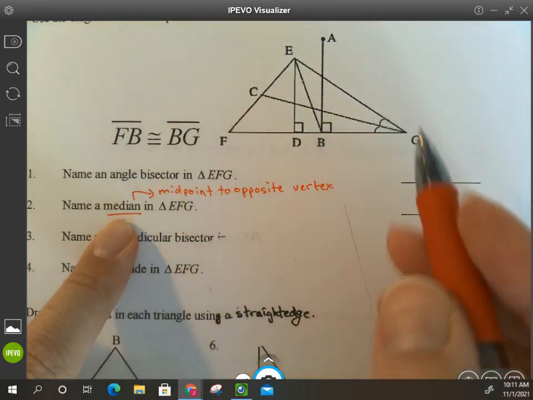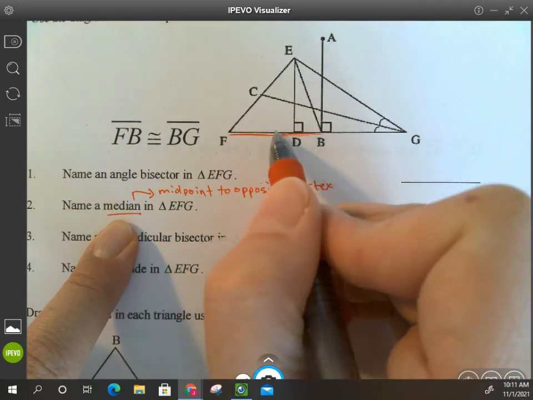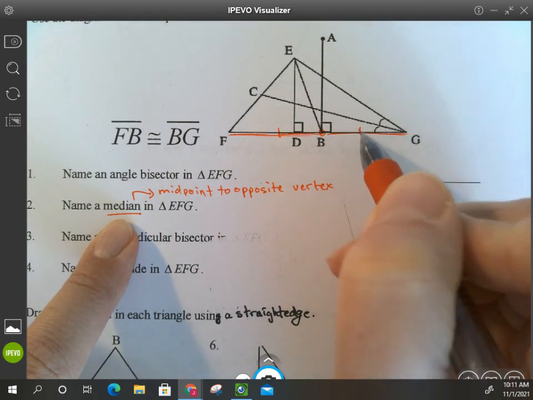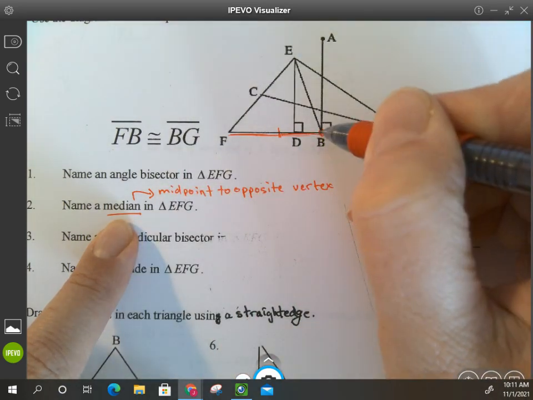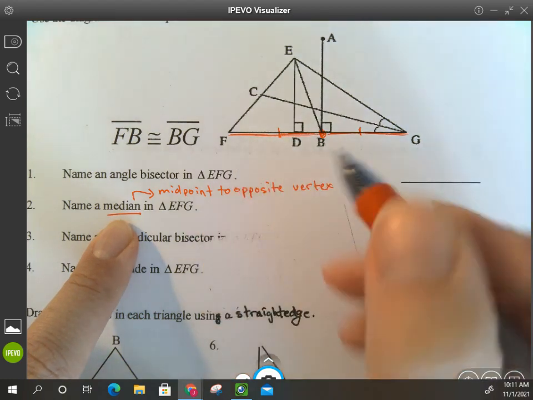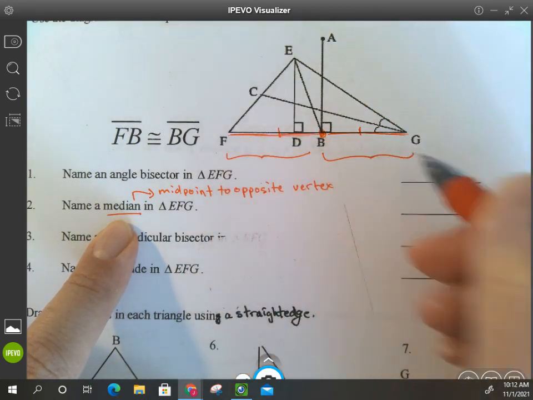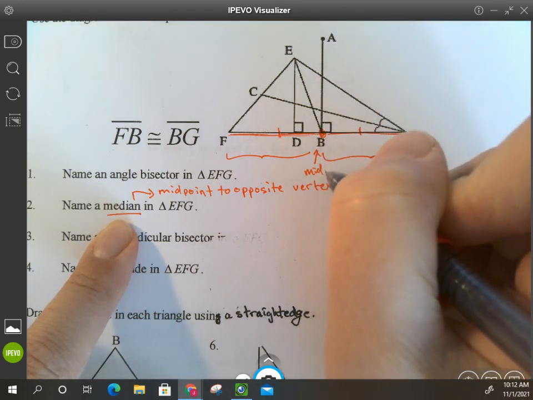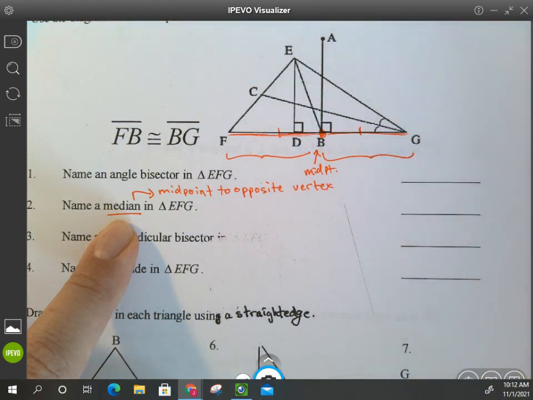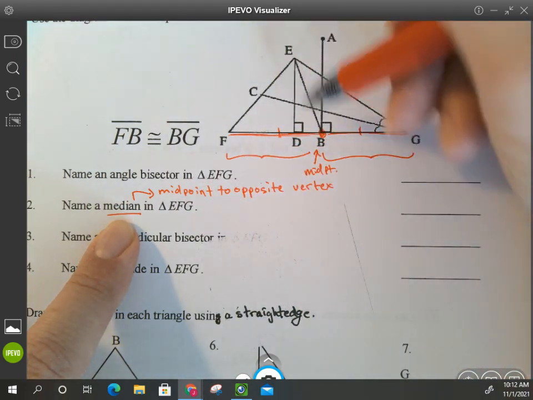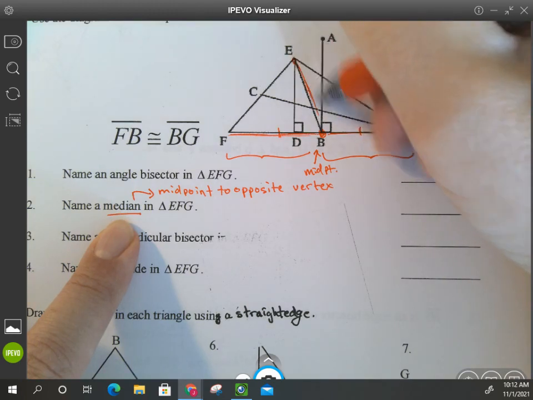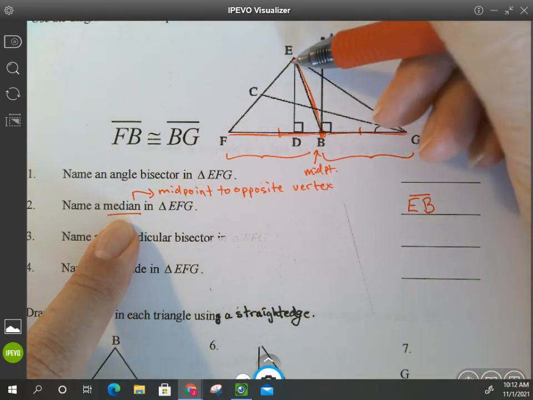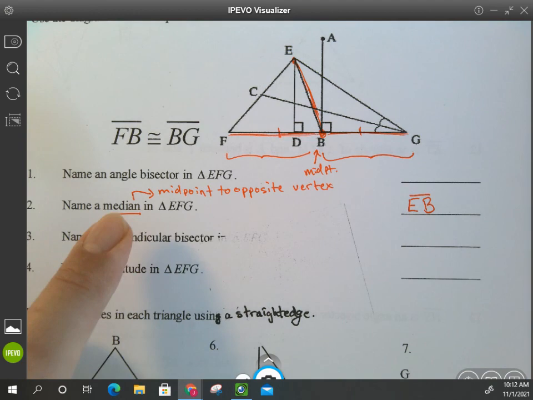It says that FB, right here, I'm going to outline it here, that segment is congruent to BG, that segment. So that's really important. The reason I outlined it in red is because you've got some extra pieces here. So FB is congruent to BG, which means that B is a midpoint. So what is my median line? Well, the midpoint to the opposite vertex, so it goes here to E. So EB, that is my median line. It goes from vertex to midpoint on the opposite side. So that's a median line.